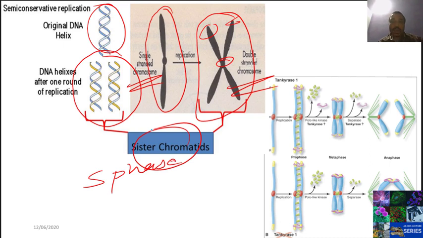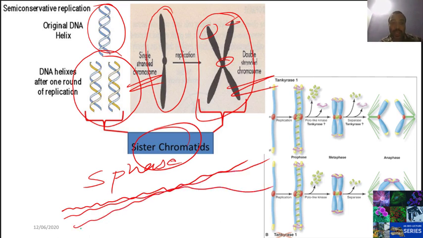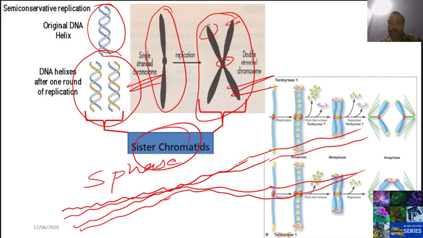So two sister chromatid strands formed with some attachment between them. Usually what happens is that the DNA at this point is not that much coiled, they are well relaxed. So the DNA is very relaxed. It's not at all compacted.